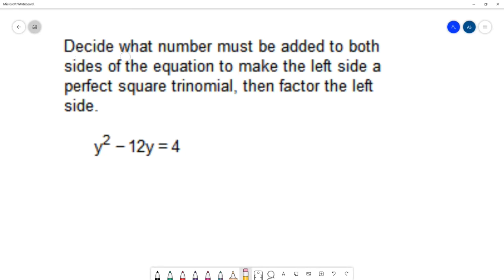On this question, we want to decide what number must be added to both sides of the equation to make the left side a perfect square trinomial, and then factor the left side. So in this example, we have the equation y squared minus 12y equals 4. Now, the directions in this problem are describing a process called completing the square.